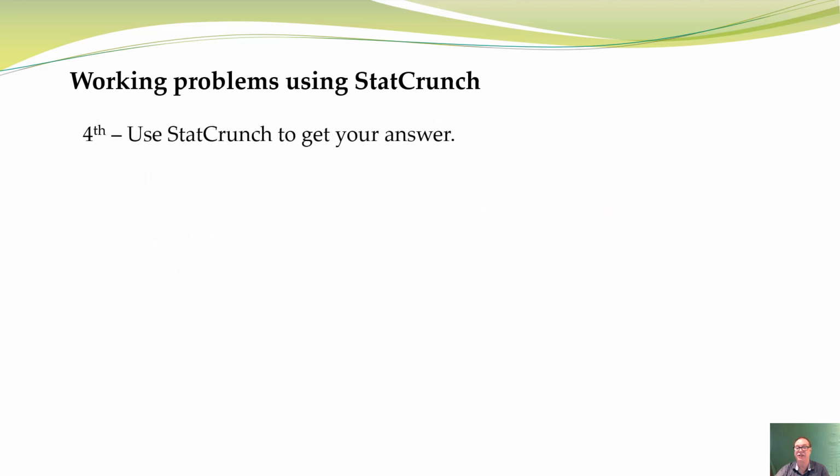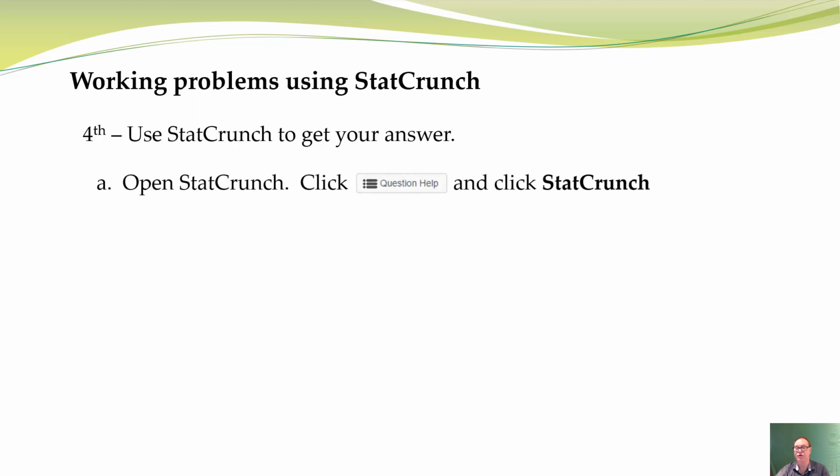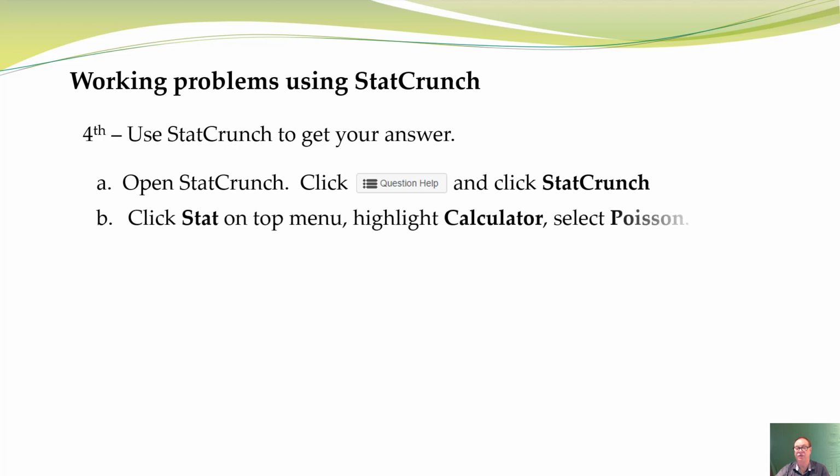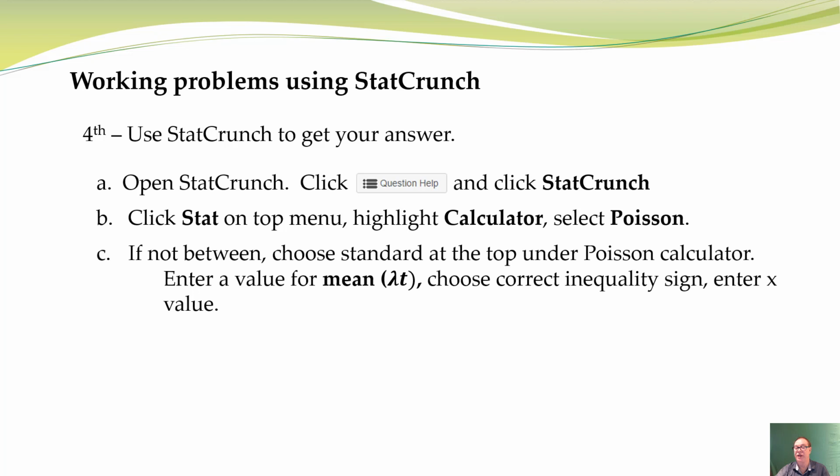Now, use StatCrunch to get your answer. First, you're going to open StatCrunch. You're going to click the question help box and click StatCrunch. Click Stat on the top menu, highlight Calculators, select Poisson. If not between, choose Standard at the top under Poisson Calculator, enter the value for the mean, which is lambda times t, choose the correct inequality sign, enter the x value.